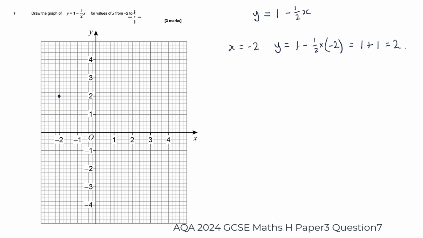Now let's go to the other end of this range of values, and we'll try x equals 4. Calculate the y value using this formula. So y equals 1 minus a half of 4 this time. And a half of 4 we know is 2, so it's 1 minus 2, that's -1. So the point 4, -1 lies on this graph. Let's join these two up.